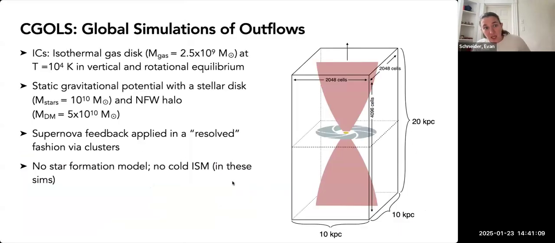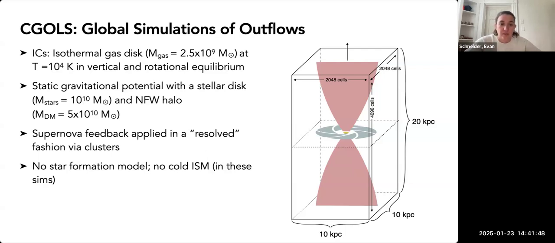So back to CGOLS. Just a little bit more to set the stage for the simulations I'm going to show you. Basically we initialize a 10^4 Kelvin gas disk that's rotating and in hydrostatic equilibrium in the vertical direction, with a gas mass of 2.5 times 10^9 solar masses, something like what M82 likely has. We embed that in a static potential, so we don't run the simulations long enough to expect much evolution in the disk or halo potential. And then we apply by hand supernova feedback in the disk.